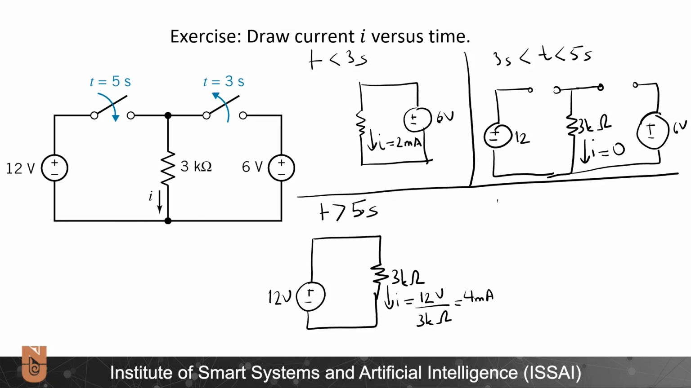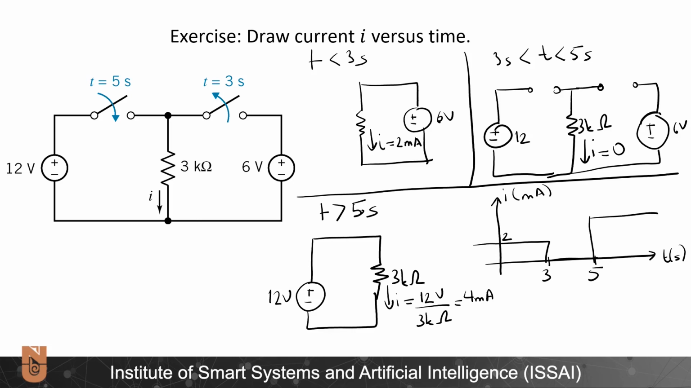Now we need to draw this. My x-axis is time in seconds. My y-axis is I in milliamperes. And I write the important times 3 and 5. Here, until 3, we just have 2 milliamperes. Between 3 and 5, I have 0. And after 5, I have 4 milliamperes. And this is my graph.